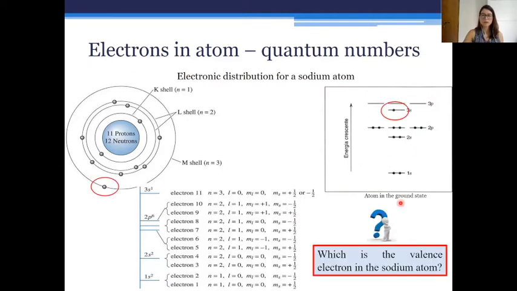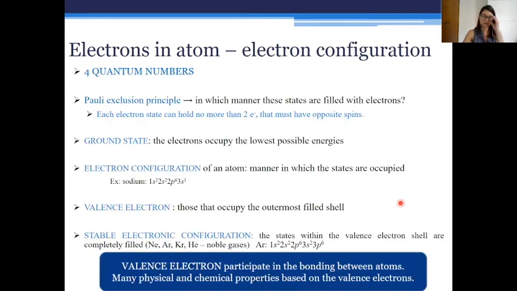Okay, so let's shift to the other slide. So we introduce the four quantum numbers. We have the Pauli exclusion principle, so that describes in which manner these states are filled with electrons. So we say from the lower energy state, and we are going to fill the shells and subshells in our atoms. And each electron state will hold only two electrons that will have opposite spin.